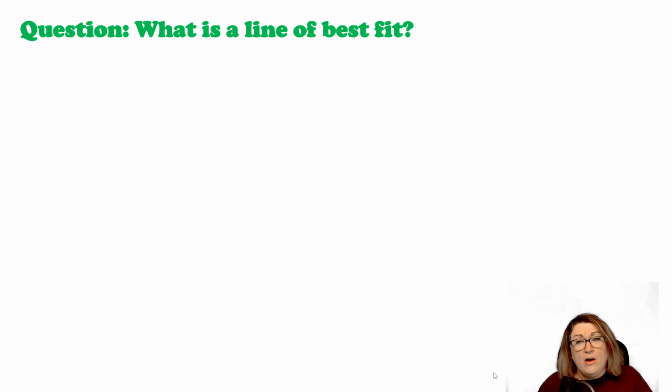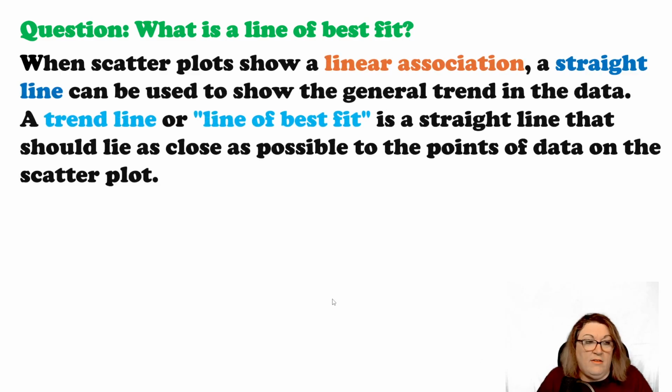Okay, this is all about data analysis. So we're dealing with what we call a line of best fit. So what is that exactly? A line of best fit is basically a trend line. When scatter plots show a linear association, a straight line can be used to show the general trend in the data.